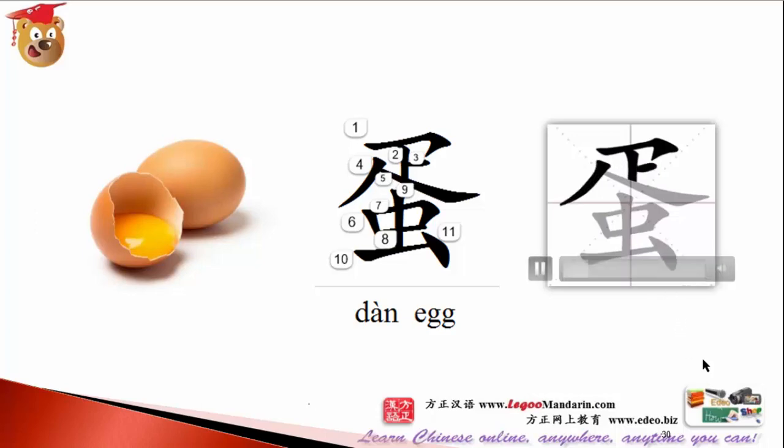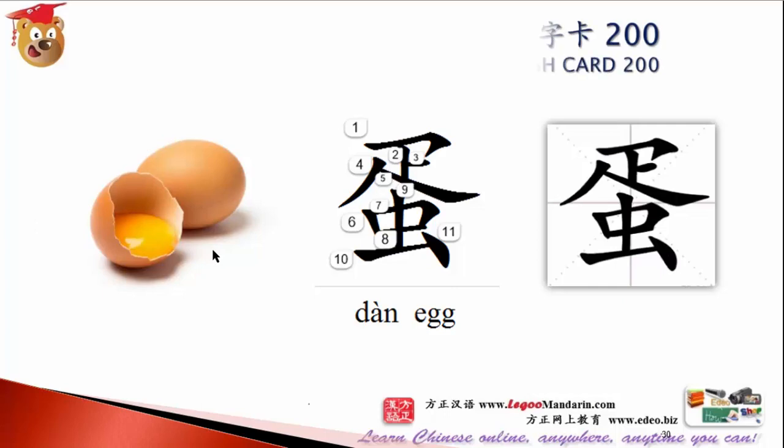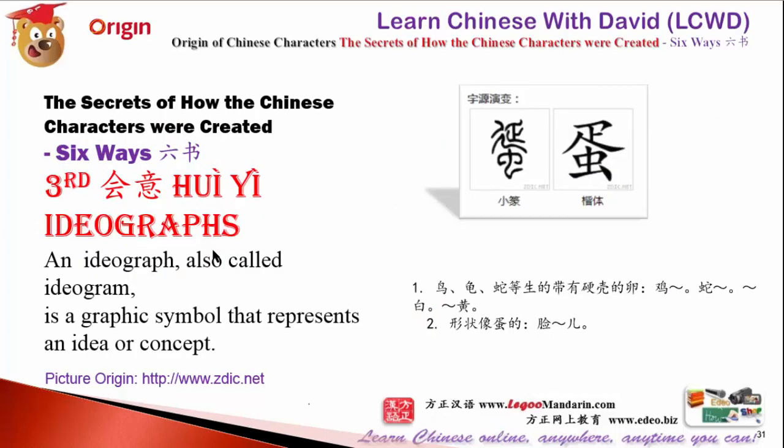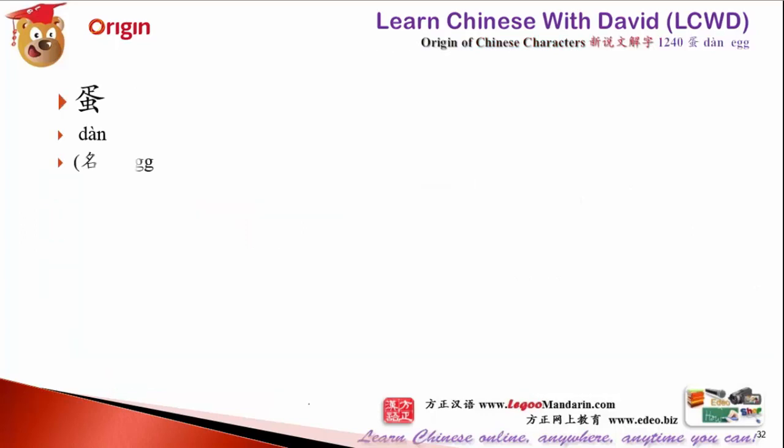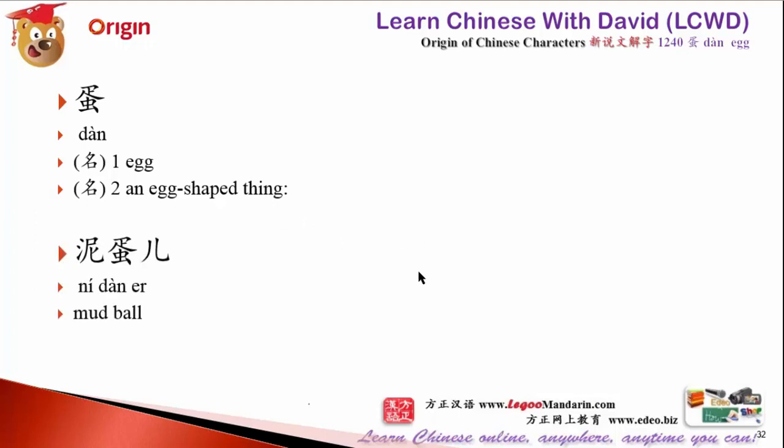Up and down. That means egg, also means something that looks like an egg. Even a chubby face, we also call 脸蛋, 蛋. Chicken egg, 鸡蛋. Dan, egg, or egg-shaped things. 泥蛋, mud ball.